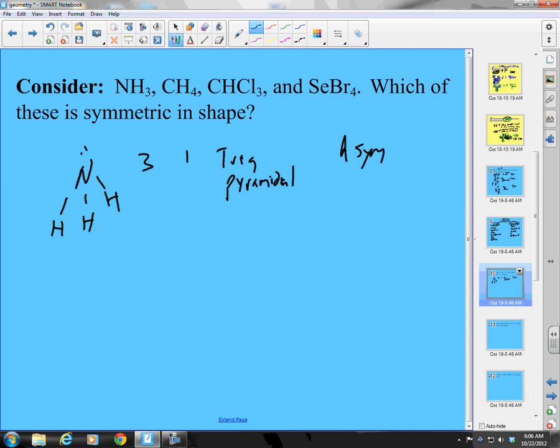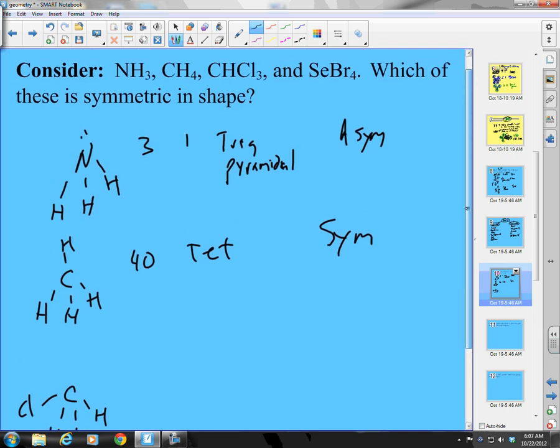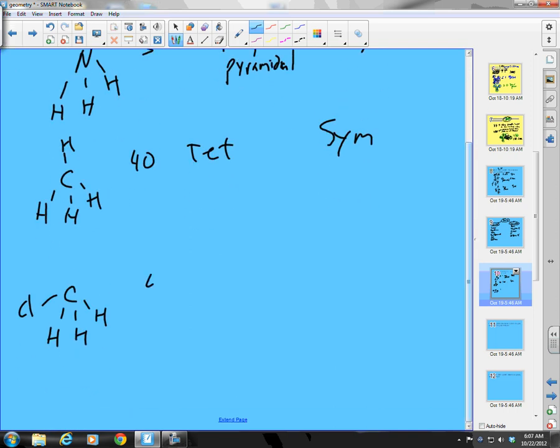What about CH4? That is a 4-0. That means it is what? Tetrahedral, and tetrahedral is symmetric. Good. What about CH3Cl? CHHHCl. Once again, that's a 4-0. So it is tetrahedral in shape, right? And so that means it is symmetric. The shape is symmetric.